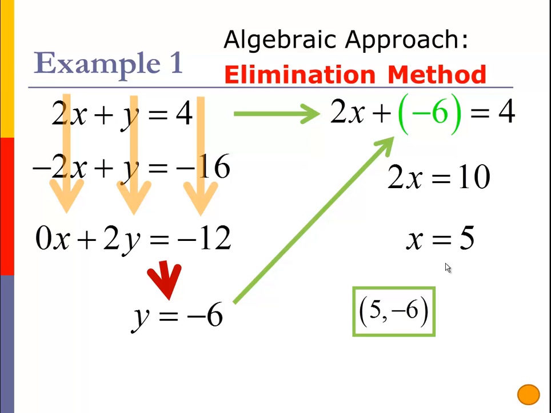So 3 different ways that we did it. We did a graphical, got 5 comma negative 6. We did algebraically with the substitution method, got the same data point. Now we just did the elimination method, got the same point. The key thing in the elimination method is we're combining the two equations in such a way that we eliminate one of the variables.